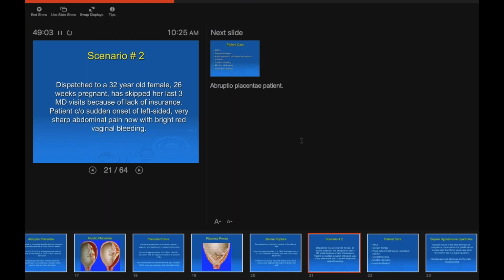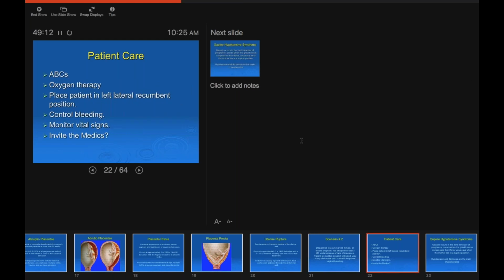I do like Shelburne's diagnosis. I think that Abruptio Placenta is probably the right diagnosis for this at this point in time. So ABC is obviously oxygen therapy. Place patient in left lateral recumbent position. Why is that? So we're not compressing the inferior vena cava and causing hypotension.